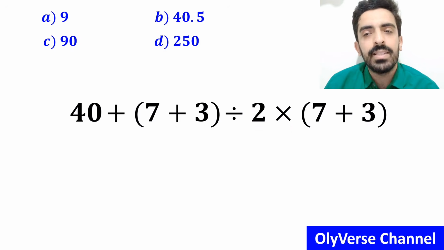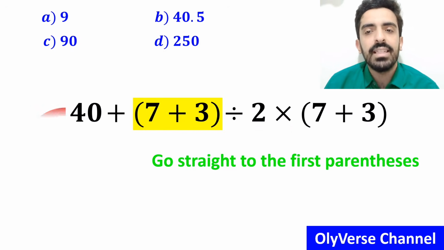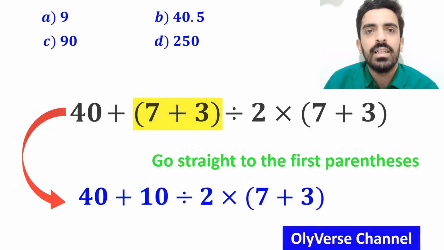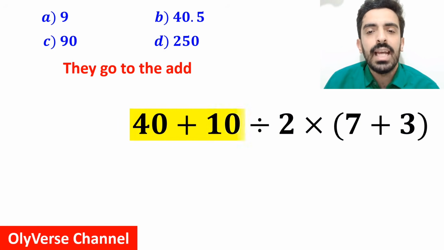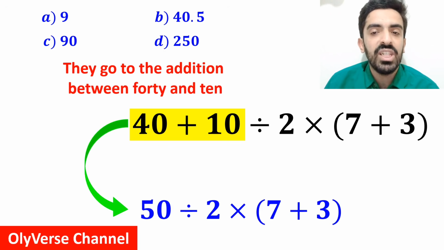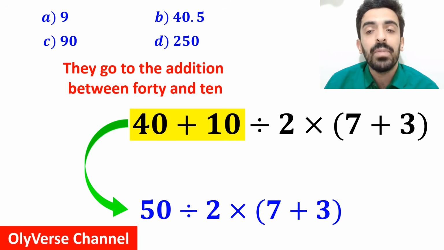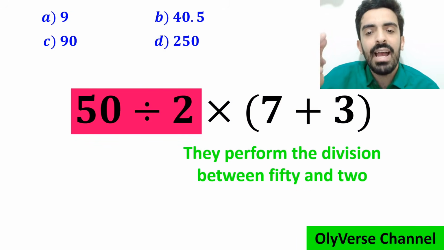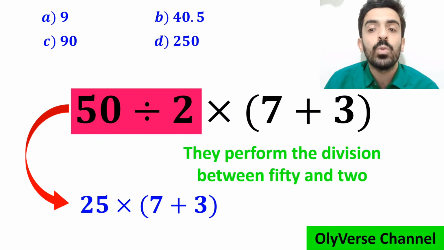Many people, when solving this question, go straight to the first parenthesis and simplify this expression to 40 + 10 ÷ 2 × (7 + 3). And the next step, they go to the addition between 40 and 10 and simplify this expression to 50 ÷ 2 × (7 + 3). Then, they perform the division between 50 and 2 and write this expression as 25 × (7 + 3).